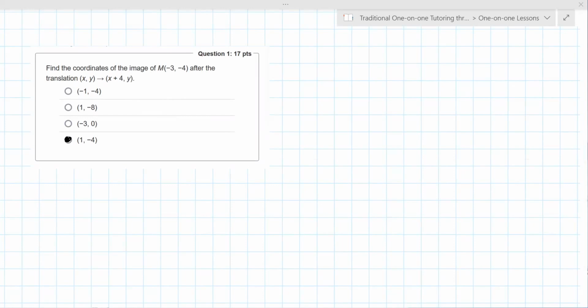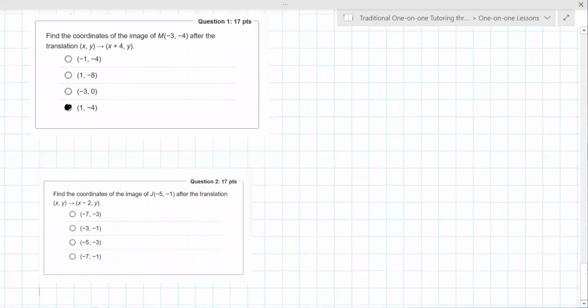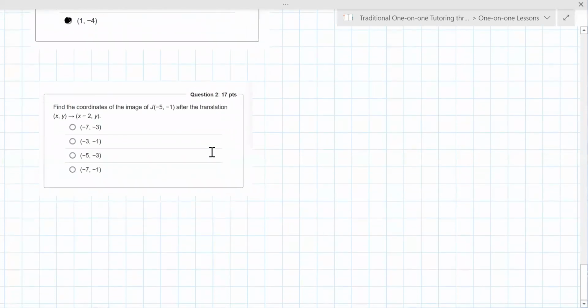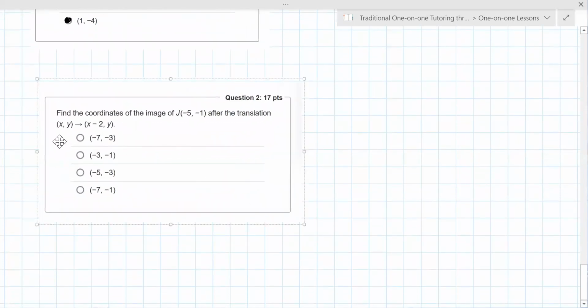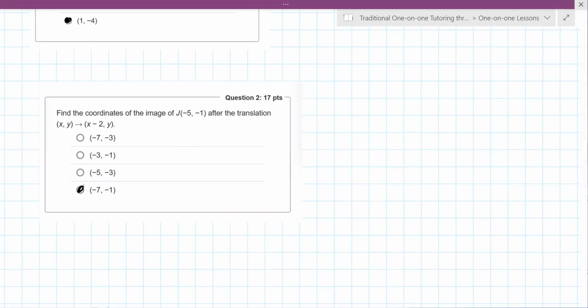Let's see if you can do the next one on your own, because it's basically the same. Whatever it tells you to do, if it tells you to add a number or subtract a number, you do that. So try this one on your own. It says to take the x value and subtract 2 from it. -7, -1. Good. Not too difficult when you know what to do.